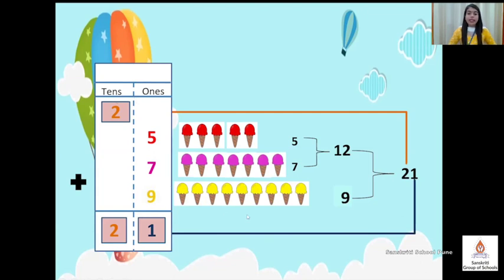Now, after adding the ones place, we will add the tens place. Now we don't have any number below the 2. So in that case, we will write the number as it is because we don't have any number to add. So the answer will be 21. How many ice creams is she going to buy in all? Yes, she is going to buy a total of 21 ice creams for her birthday party.